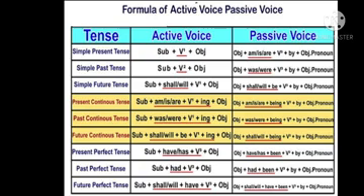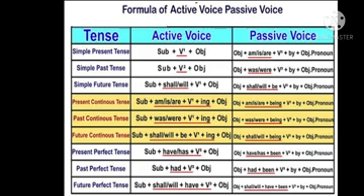Then the last one is future perfect tense. Here you can see we have to use have along with shall and will. So shall have or will have. And it will change into shall have been, will have been. Been is a common factor in all perfect tenses.